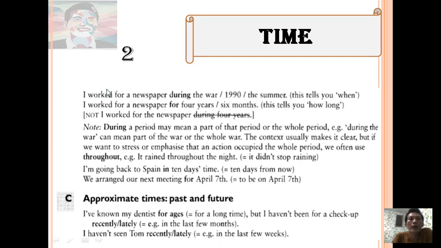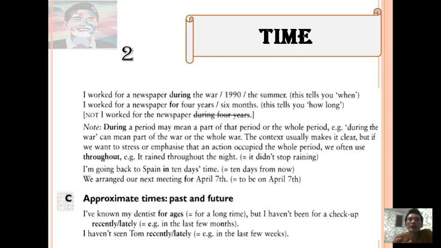Okay, I worked for a newspaper during the war, during 1990, during the summer. This tells you when. But I worked for a newspaper for 4 years or 6 months. This tells you how long. Not I worked for the newspaper during 4 years. It is false. Remember, during a period may mean a part of the period or the whole period. Example, during the war can mean part of the war or the whole war.